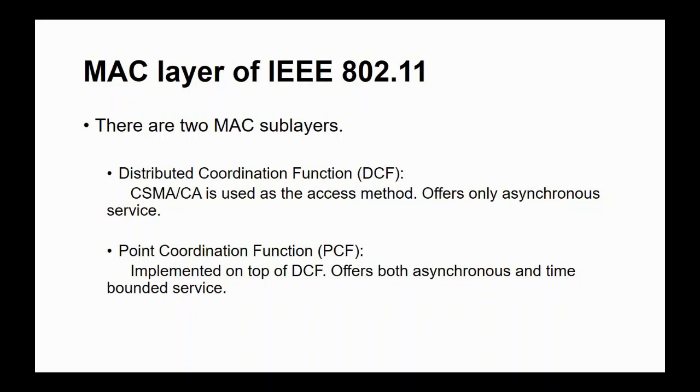There are two MAC sublayers. The first one is the distributed coordination function, which is called DCF. For the access method, it uses CSMA/CA and it offers only asynchronous service. The second one is the point coordination function, which is called PCF. That is implemented on top of DCF, and it offers both asynchronous and time-bounded service.